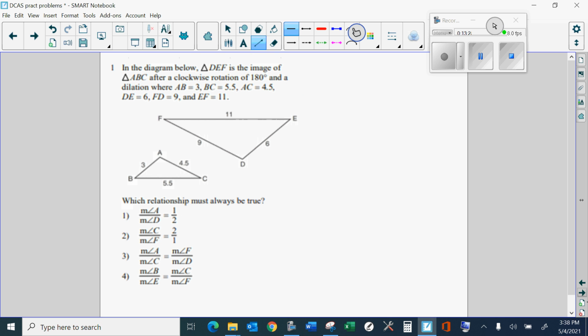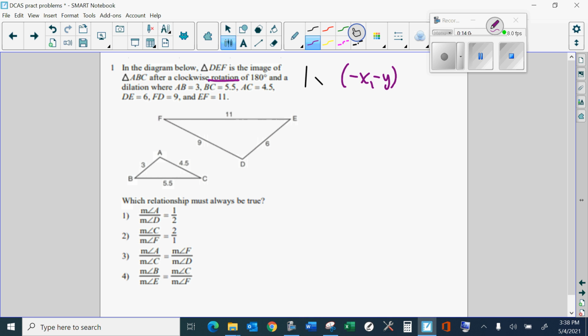Triangle DEF is the image of ABC after a clockwise rotation of 180 degrees. Remember the rule for 180 degrees: x, y becomes negative x, negative y. That's the same thing as reflecting, negative x is reflecting over the y-axis, and negative y is reflecting over the x-axis. Those are intersecting lines, and that's why it's a rotation. The definition of rotation is 2 reflections over intersecting lines, versus a translation, which is 2 reflections over parallel lines.